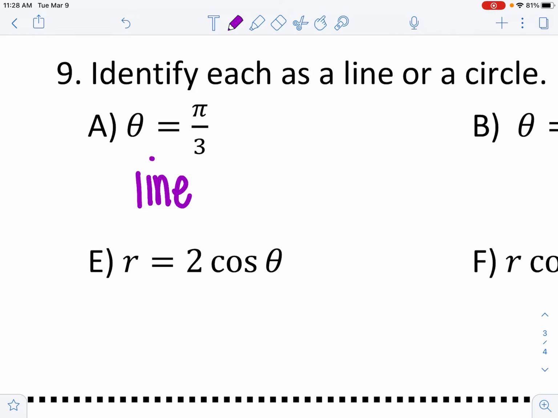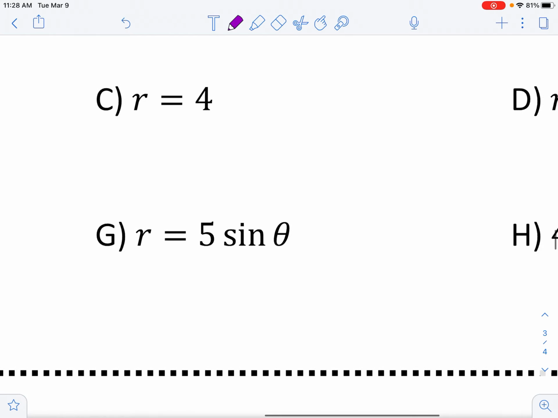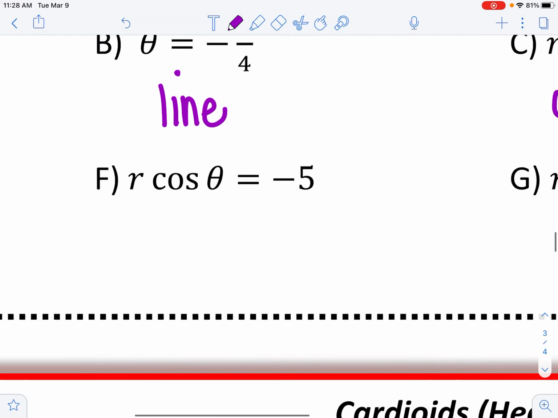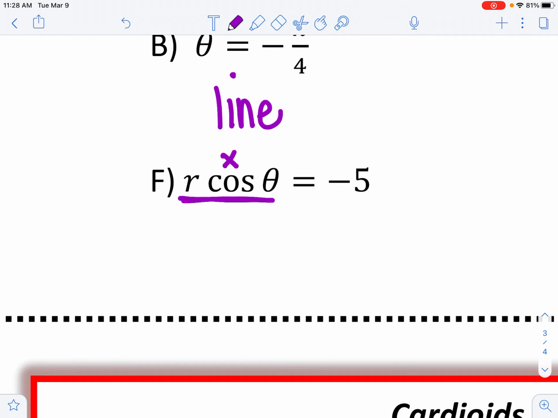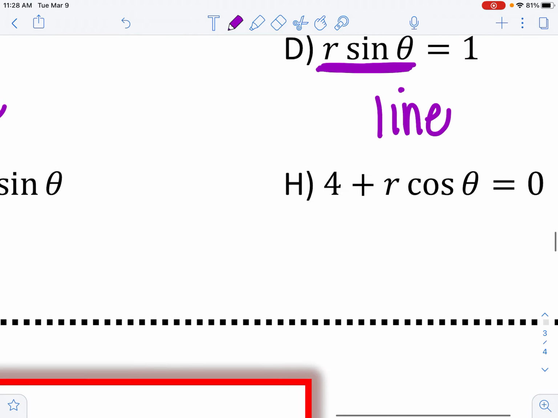Okay, let's see how you did. This is theta equals, so it's a line. Theta equals, so it's a line. R equals a number, it's a circle. R sine of theta, if you can't remember if it's a circle or a line, ask what is r sine of theta the same thing as. It's the same thing as y. Y equals 1 is a line. R cosine is the same thing as x. X equals -5 is a line. All right, r equals 5 sine of theta. R equals a number sine of theta is a circle.